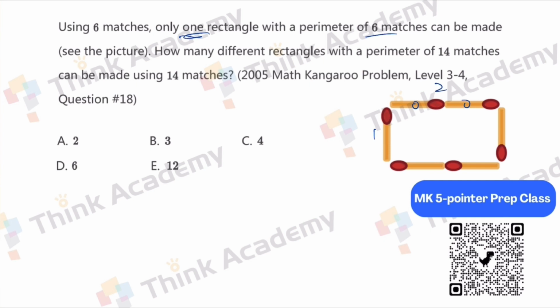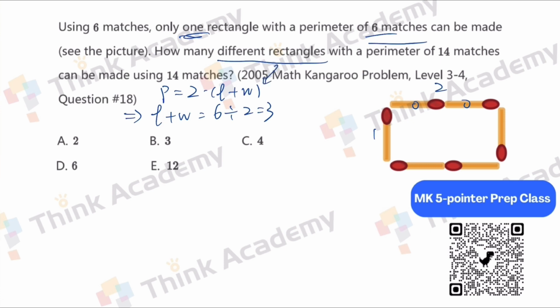That's because, as we've learned before, P, which is perimeter, equals 2 times (length plus width). And for 6 matches, we get length plus width equals 6 divided by 2, which is 3. To find different rectangles, we need to find different lengths and widths. Before we get started, we need to keep in mind that length is always bigger than or equal to width. So for 6 matches, we can only get length equals 2 and width equals 1, which is this.